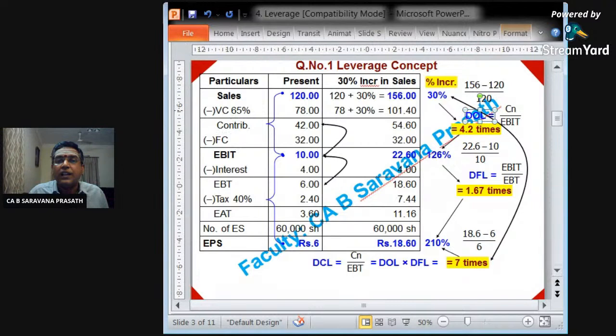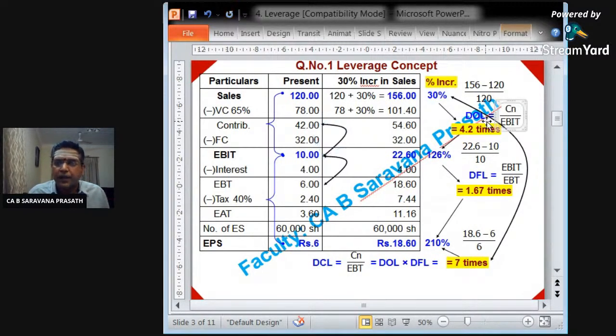It is called degree of operating leverage, the computation. Very easy to remember the formula. Operating leverage arises due to fixed cost. So the formula is the number before fixed cost divided by the number after fixed cost. So contribution divided by EBIT. That's the formula for operating leverage.